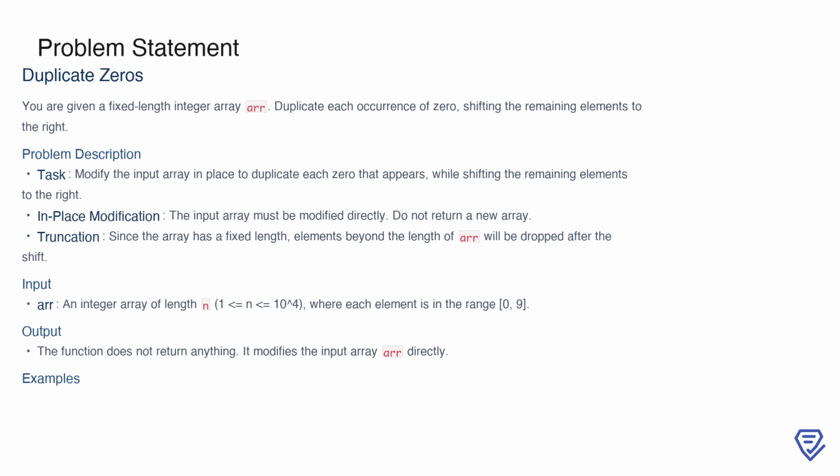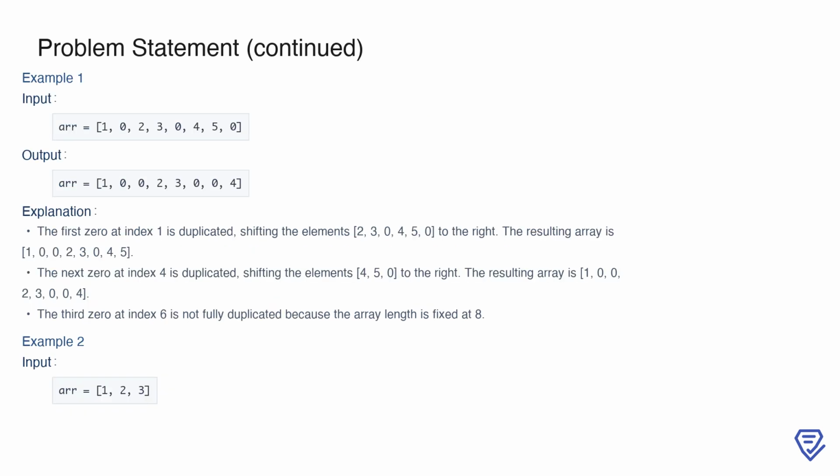Each element in the array is a single digit between 0 and 9. The function does not return anything, instead, it modifies the array directly to reflect the changes. This means we need to carefully handle the shifting and duplication without using extra space. Let's look at an example to understand the problem better.